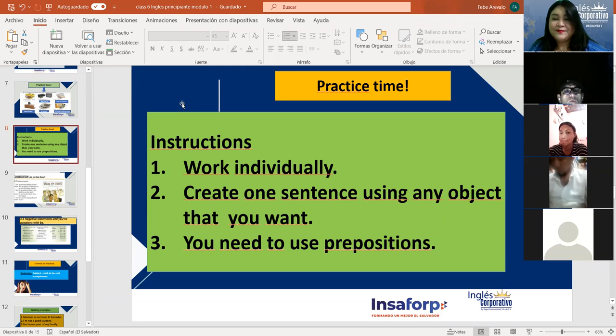Have you finished? Yes. Excellent. Yes, teacher. Very good. Thank you. Right? Let's get started. Let's see, Omar Rodriguez. Tell me your sentence. Me dice su oración, por favor. The car is in front of your house. That's correct. Thank you. Jose Mos. The cat is under the box. Very good, that one. Excellent. Stephanie?